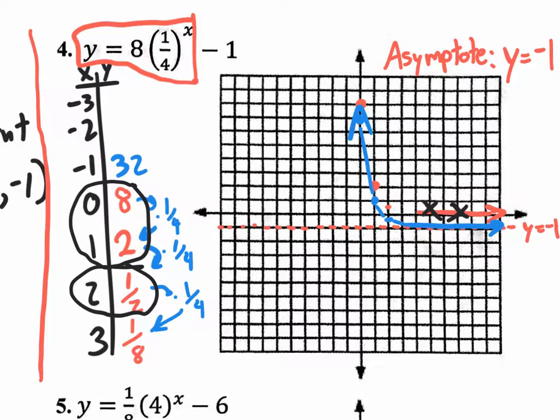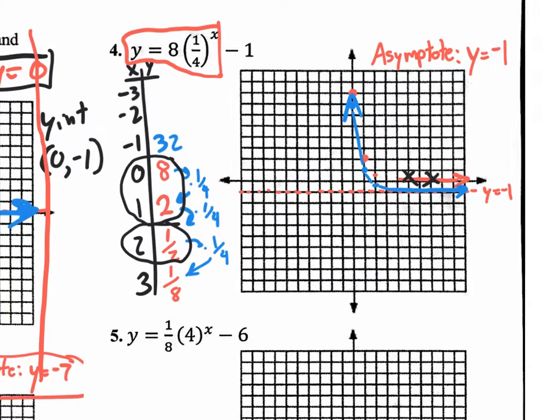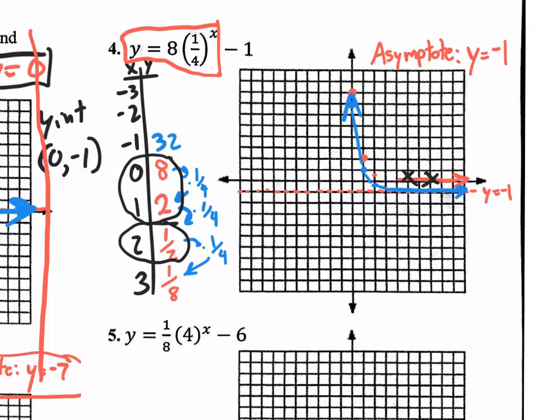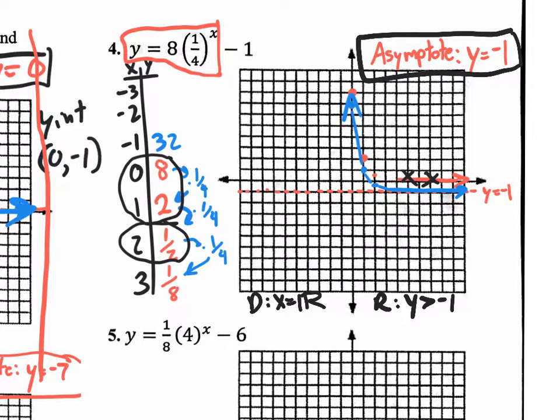So now we need to answer some things about that blue line. What is the domain? X equals all real numbers. What is the range? Y is what? Y is above -1, which means greater than -1. Okay. How about the asymptote? We already started with that. The asymptote was y equals -1.